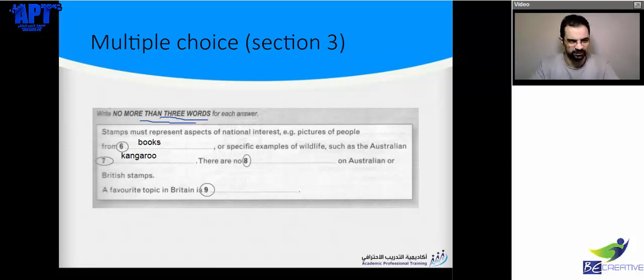Yeah, counterintuitive, I know. Especially that cat is spelled with a C, but kangaroo with a K. K-A-N-G-A-R-O-O.